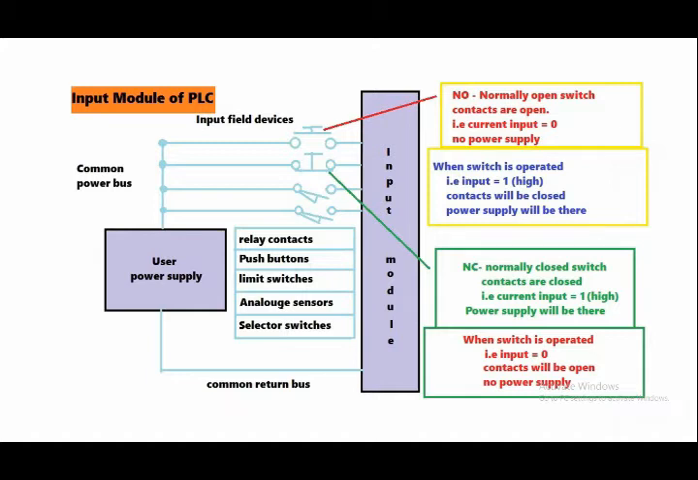When the switch is operated, the input is equal to 1, the contact will be closed, and power supply will be there. Normally closed switches: the contacts are closed, that is the current input is equal to 1, and the power supply will be there. When the switch is operated, the input is equal to 0 and the contact will be open, meaning no power supply.